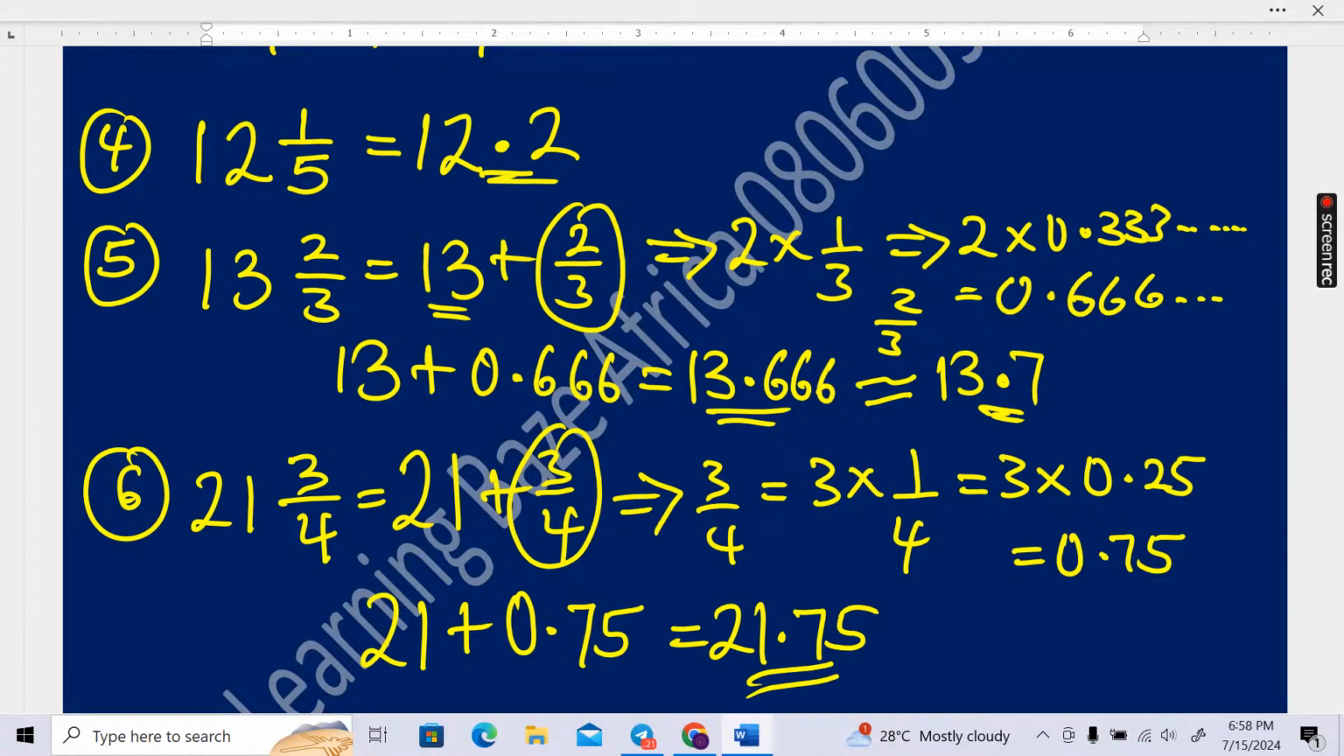21.75. 0 is a whole number. 21 is also a whole number. That was why it was added together. I hope this is very clear.